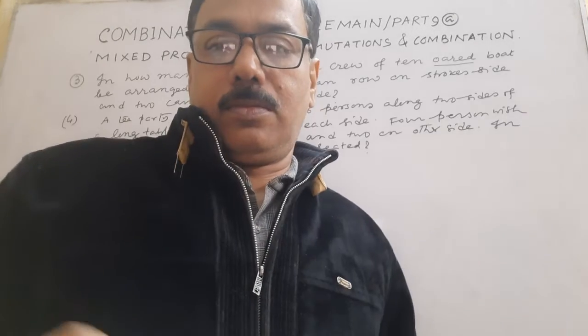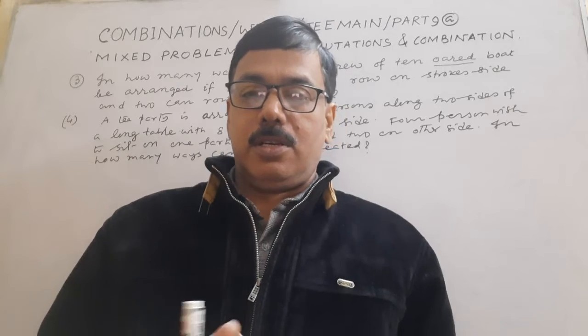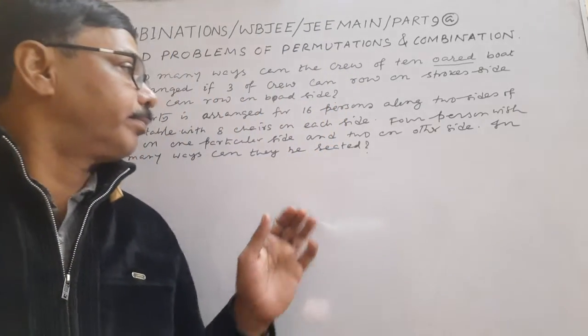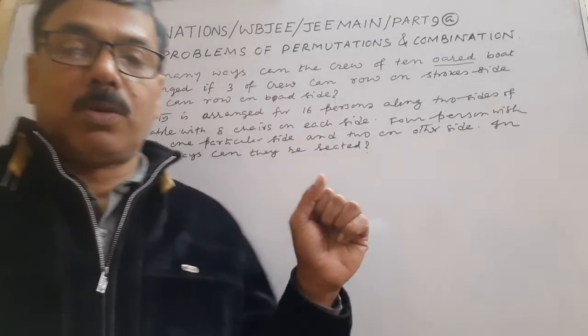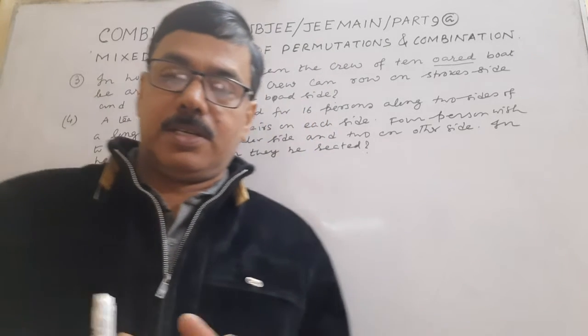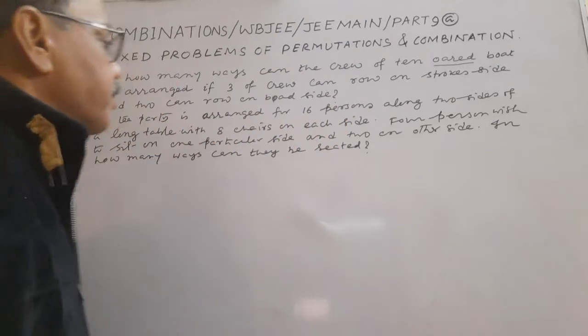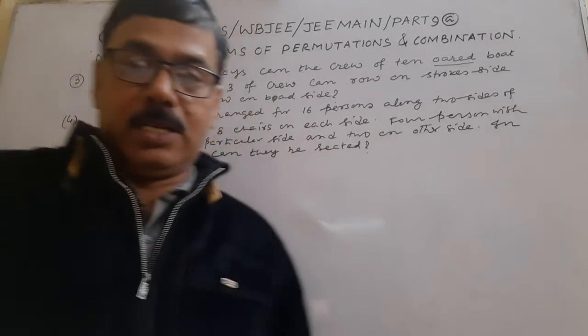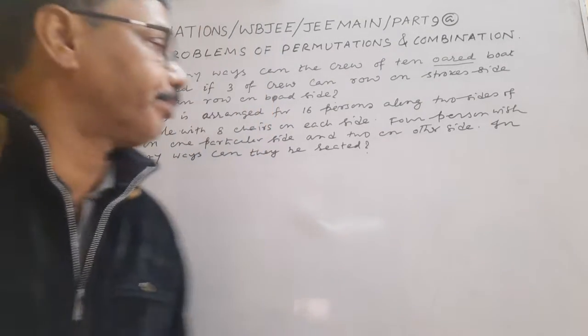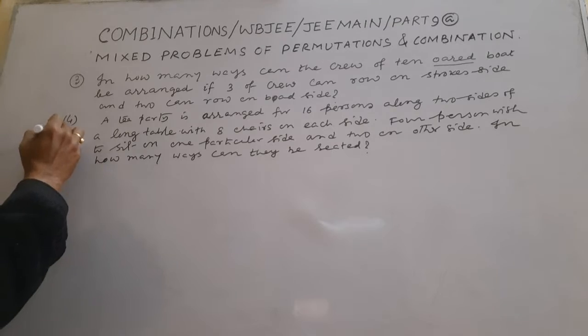Next, now we consider two problems. Mixed problems of permutation and combination, but slightly different from the earlier two. So 3 and 4. First consider 4.